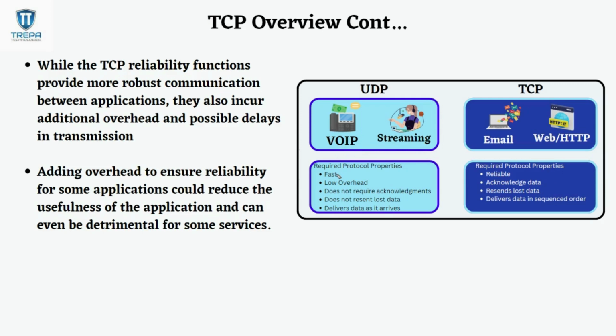So again, required protocol properties for these are fast, low overhead. We don't want acknowledgments. We don't want lost data being resent. But for TCP, where we want the entire package, everything in that file, that web page, that email, we want it to be reliable. We want our data acknowledged. Anything lost along the way, yes, please resend it, right? And we want to make sure we deliver data in sequence order.